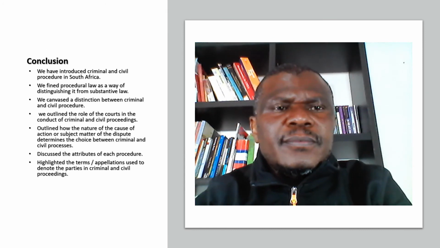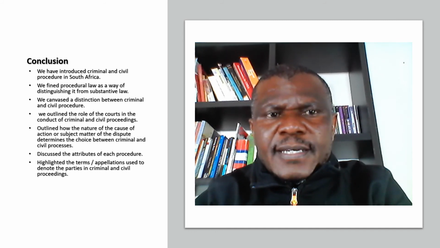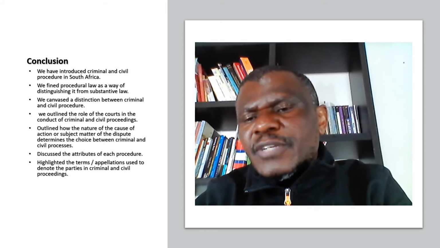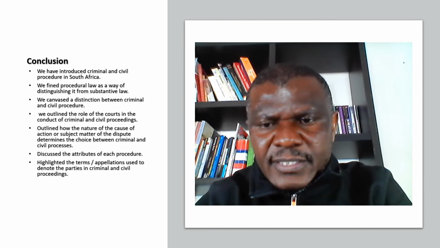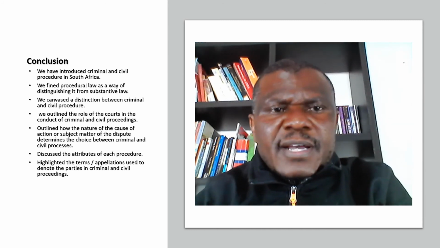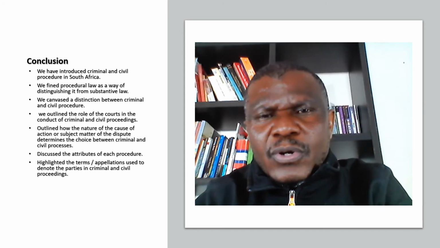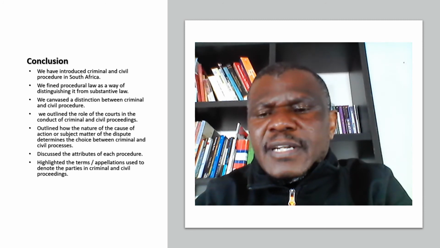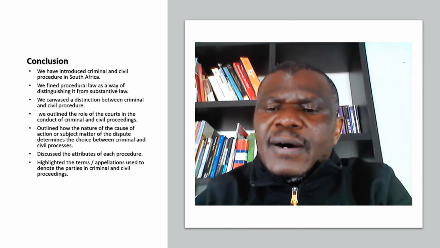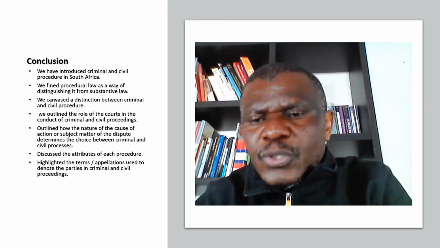In this video, we have introduced criminal and civil procedure in South Africa. We begin by defining procedural law as a way of distinguishing it from substantive law. We have another video that looks at that distinction in greater detail. In this particular one, we canvass the distinction between criminal and procedural law, and then we outlined the role of the courts in the conduct of criminal proceedings, as well as in the conduct of civil proceedings, and of course, not forgetting to outline how the nature of the cause of action determines the choice of the court, as well as the choice of the process.